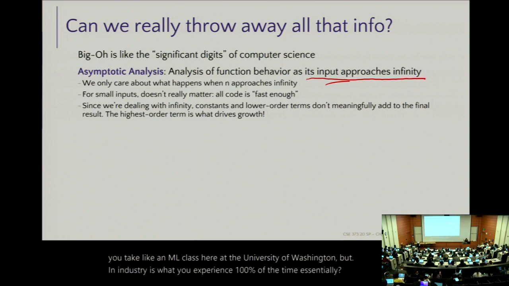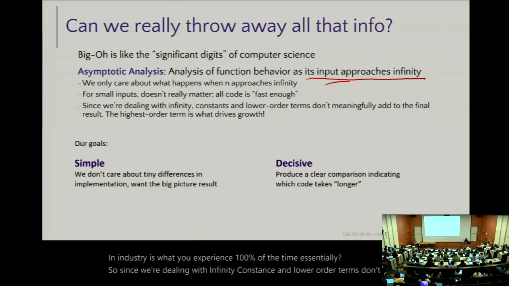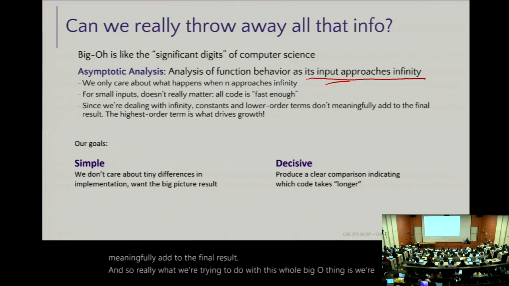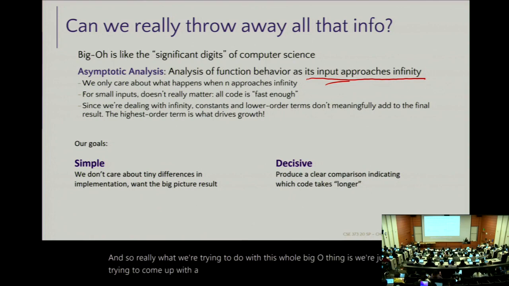So since we're dealing with infinity, constants and lower order terms don't meaningfully add to the final result. What we're trying to do with this whole Big O thing is come up with a shared language that we as engineers can use to quickly and effectively analyze the difference in runtime across different pieces of code. We want something simple. We want something decisive.